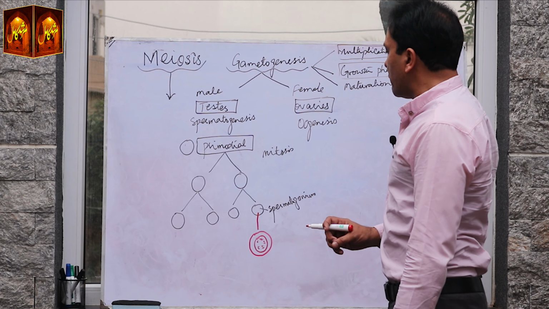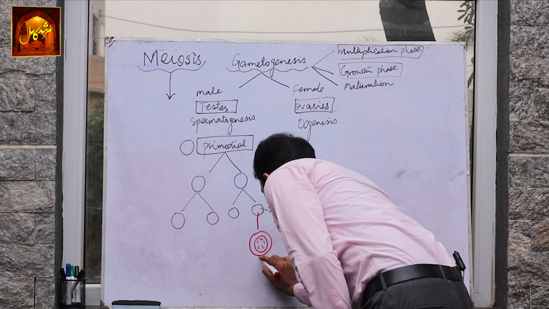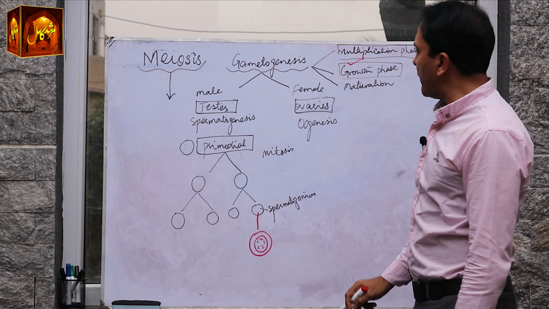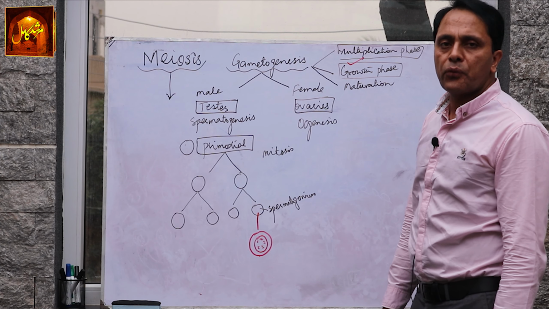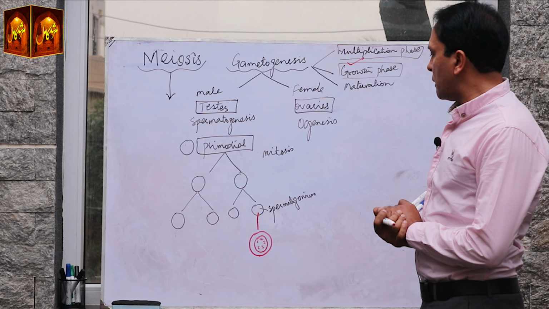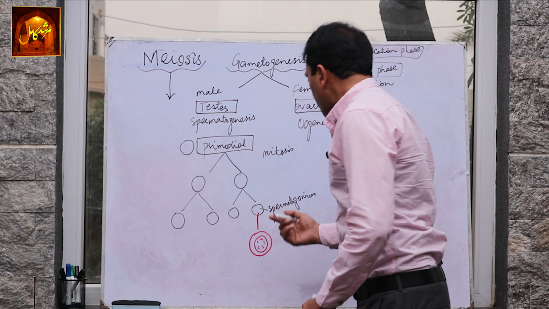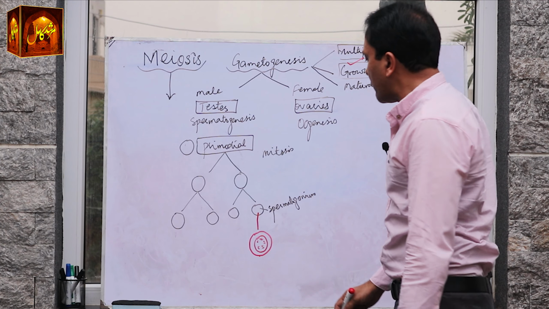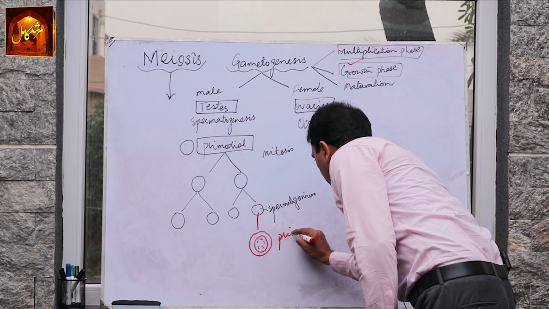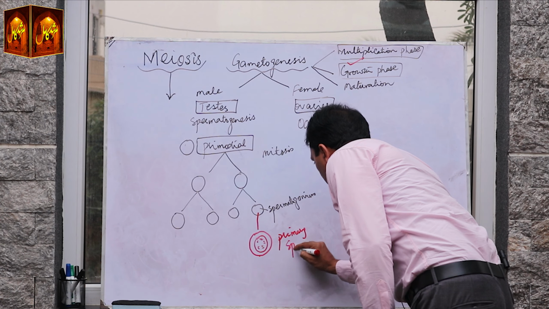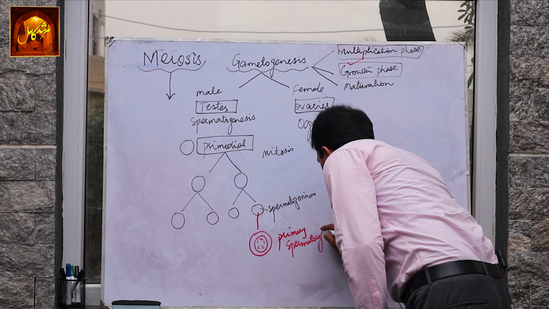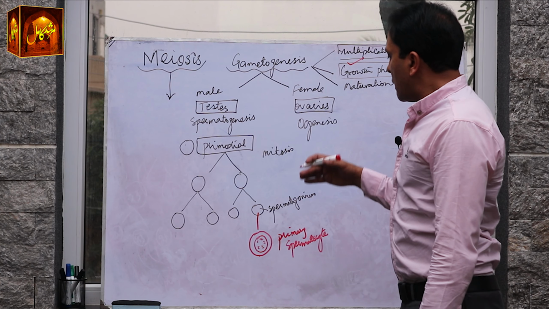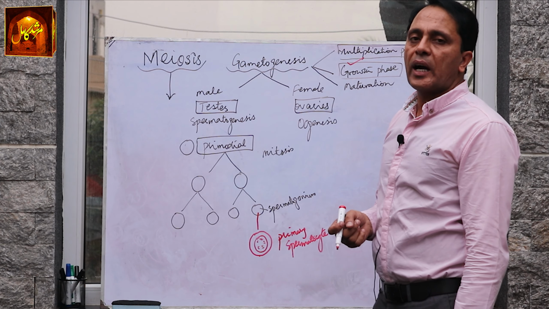So this spermatogonium, when it completes growth phase, it will enter into maturation phase, and in maturation phase this spermatogonium will be changed into another cell, that is called primary spermatocyte. This cell is called primary spermatocyte. Now the process of meiosis will start.